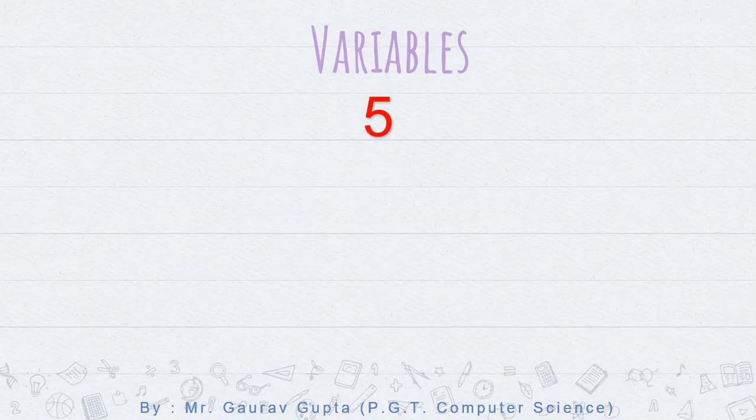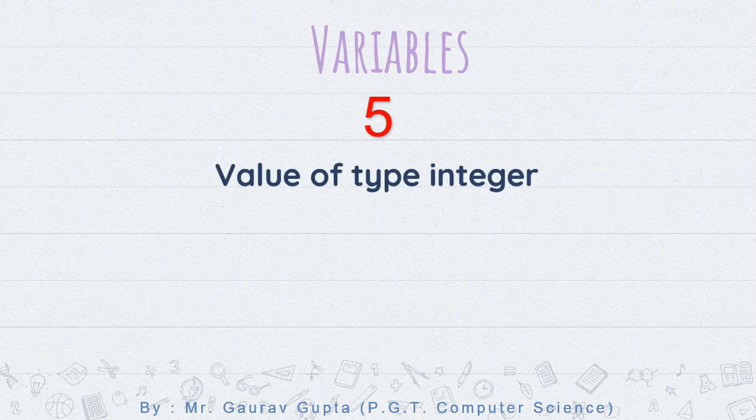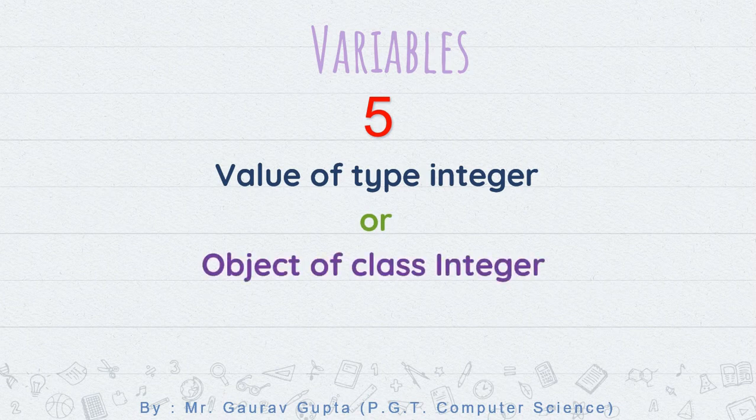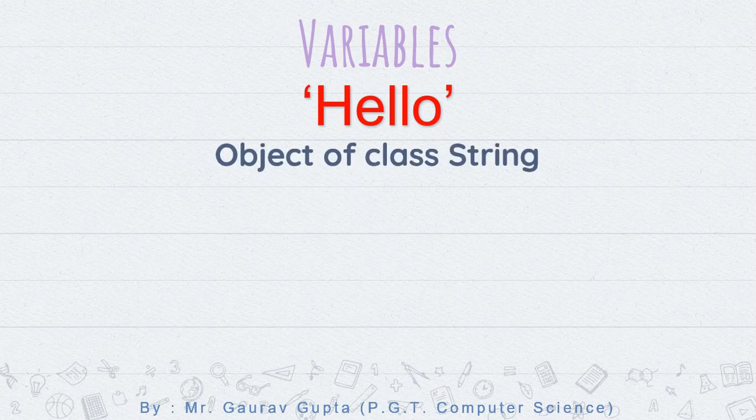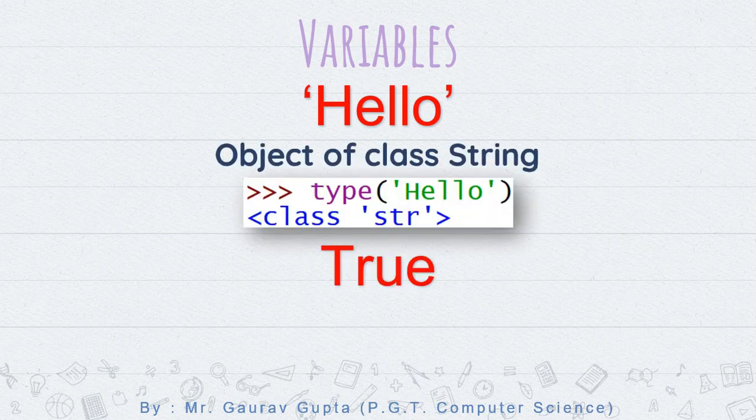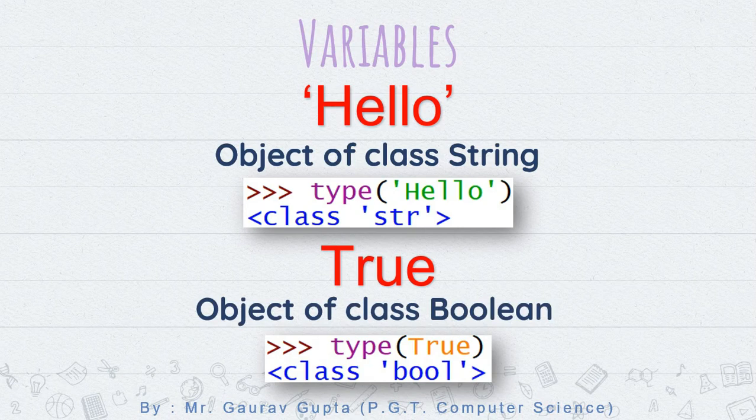Now, I will explain a formal definition of a variable. In simple language, value 5 will be called a value of type integer. But in Python, we will say an object of class integer. The screenshot is for reference, in which when we used 5 with the type function, it results in class int, meaning the value 5 is an object of class integer. Similarly, hello will be an object of class string and true will be an object of class boolean.